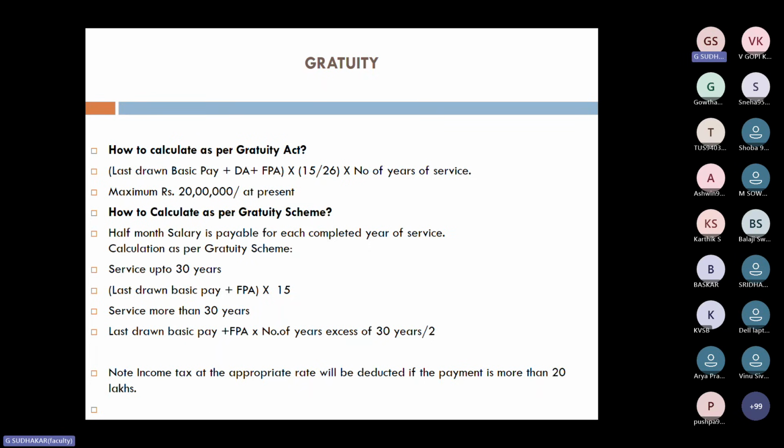So you have seen what is gratuity calculation as per Act, as per scheme. And the difference is, if Act is more, you will get 20 lakhs without any deduction. If the scheme is more, scheme is 21, this is 20, you will get 21 lakhs. But for 1 lakh, you have to pay the income tax at the appropriate range of tax percentage.